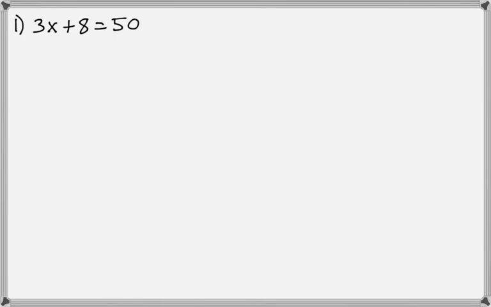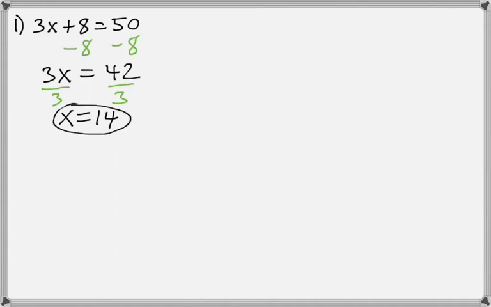So what I'm going to do is I need to subtract 8 to get rid of it on that side, but to keep this legal, you need to also subtract 8 from the other side. So what that will give me is 3x on this side, and 50 minus 8 is 42. So then the only thing that's left in the way of x being by itself is that 3 that's being multiplied by the x. So if I divide both sides by 3, then that's going to leave me with x is equal to 14.